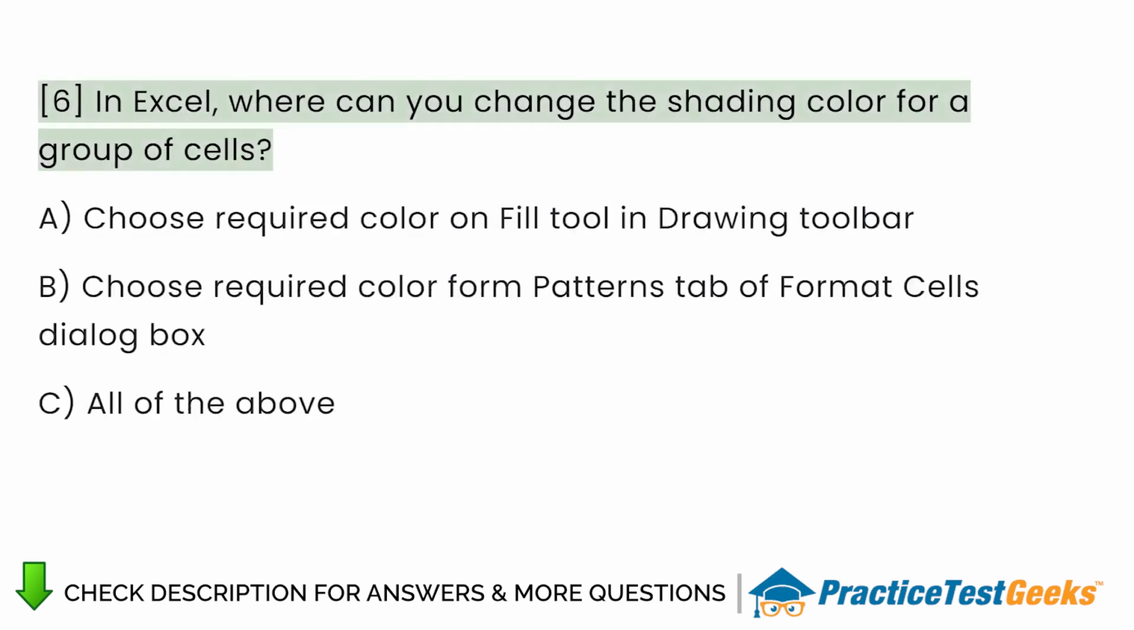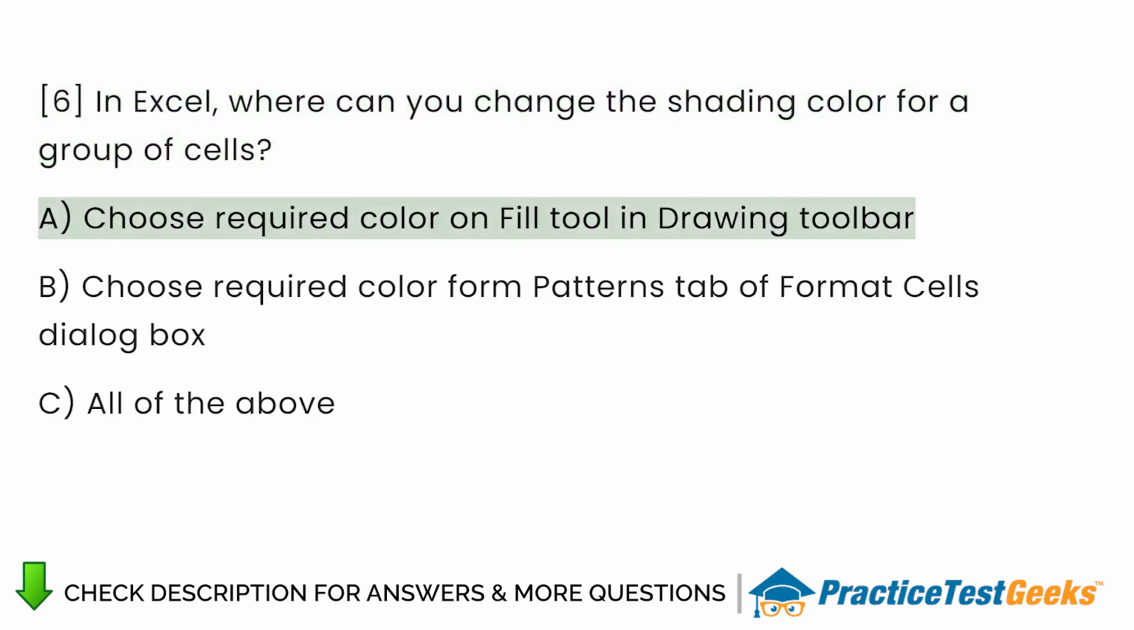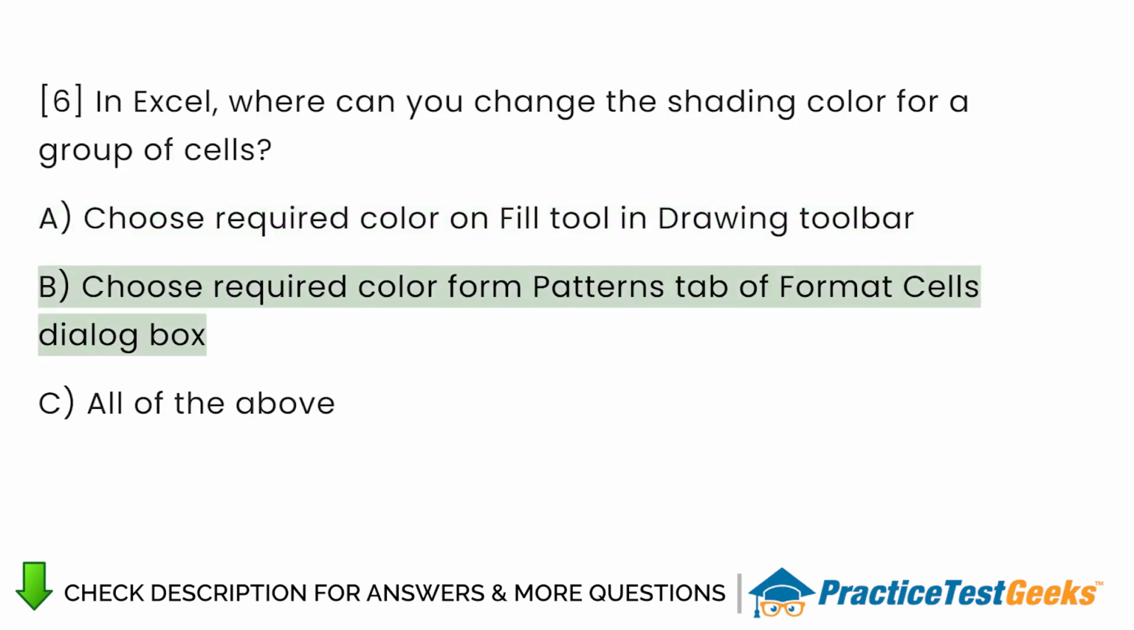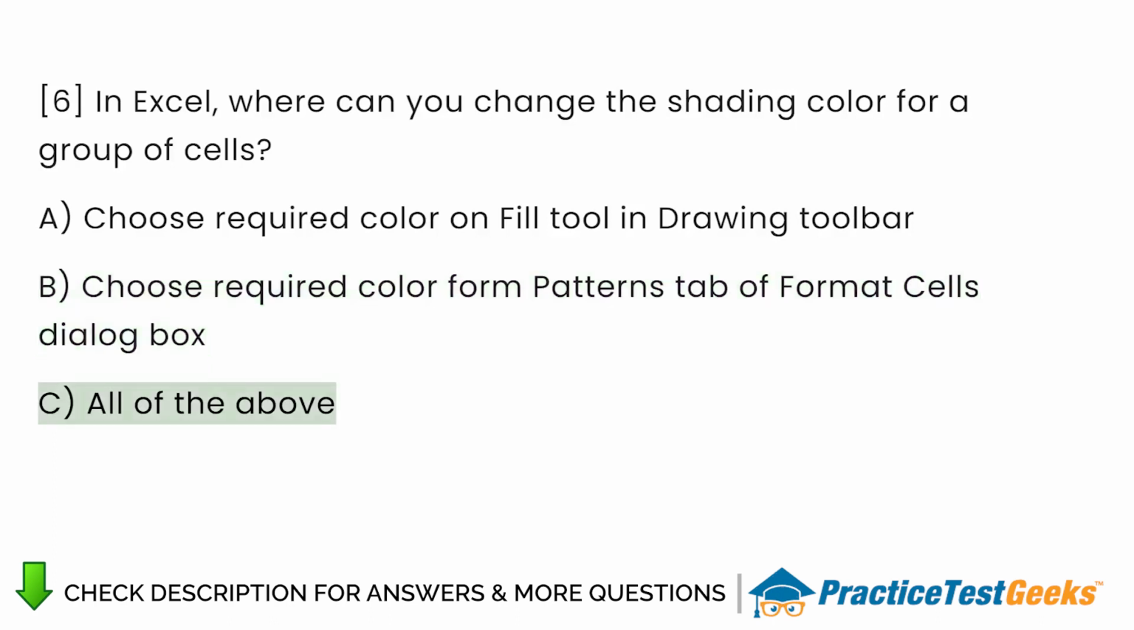In Excel, where can you change the shading color for a group of cells? A. Choose Required Color on Fill tool in Drawing toolbar. B. Choose Required Color from Patterns tab of Format Cells dialog box. C. All of the above.